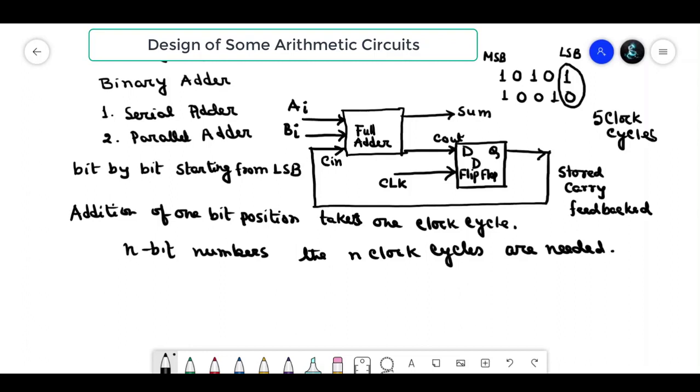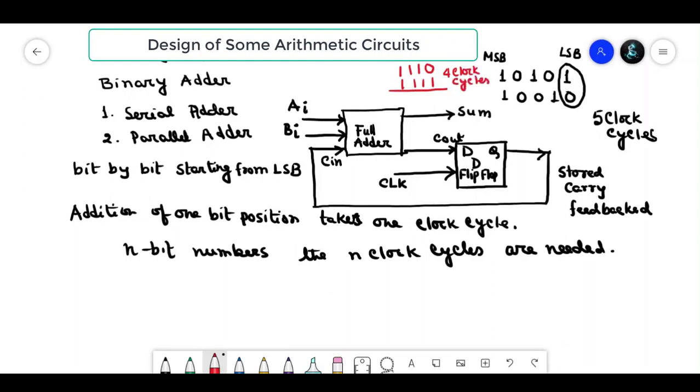So when the resultant is 1, this sum will be 1, and carry out will again be 0. Then it will feed back to the input of the full adder in the next clock cycle. Thus, the serial adder is a sequential circuit. So suppose I am giving the numbers 1 1 1 0 and 1 1 1 1, like this. That means it needs 4 clock cycles.